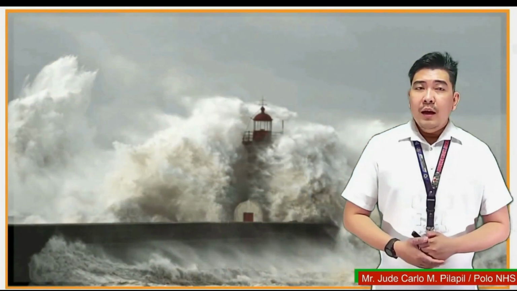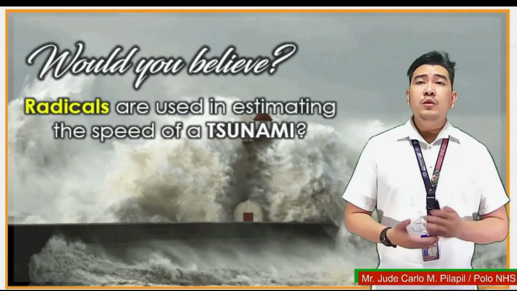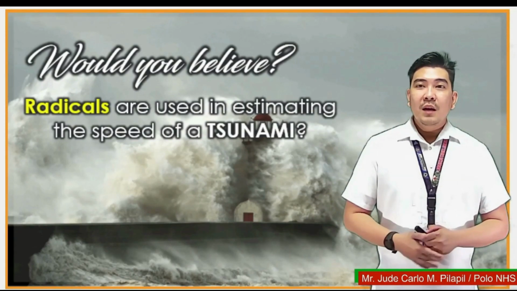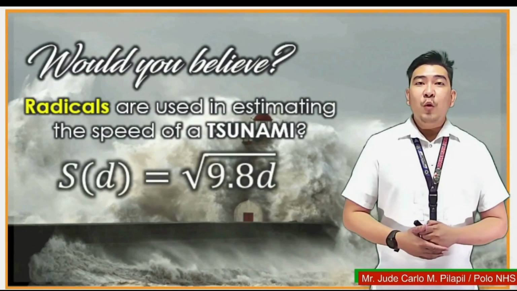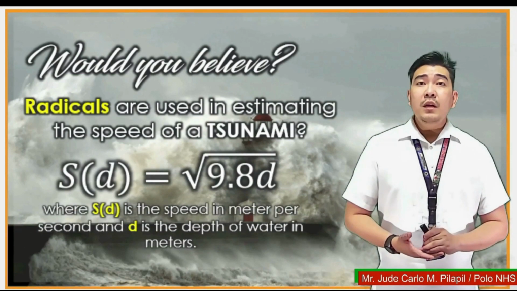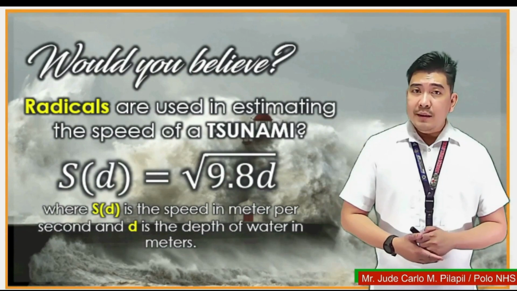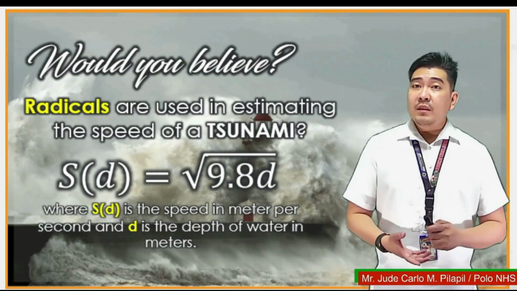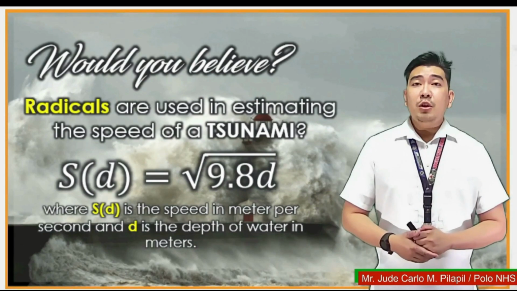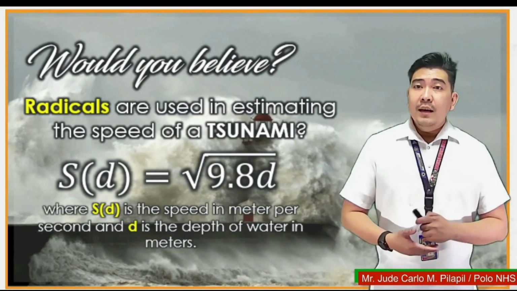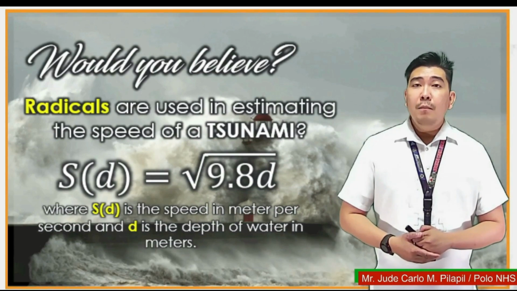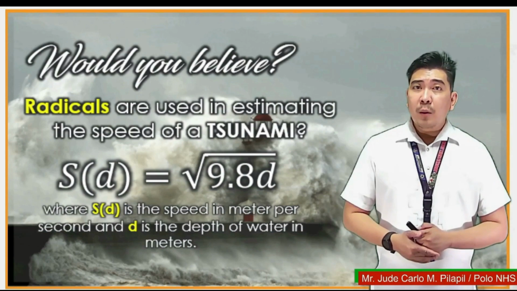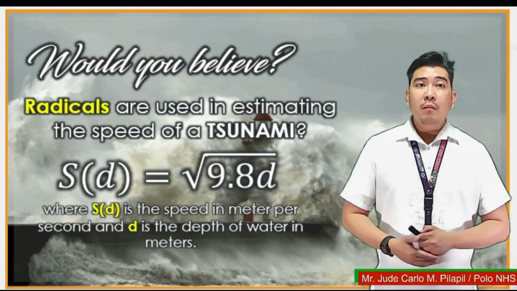Would you believe that radicals are also used in estimating the speed of a tsunami? This is given by the formula S of D is equal to the square root of 9.8 times D, where S of D is equal to the speed of the tsunami in meters per second, and D is the depth of water in meters. Let us apply this formula as we solve a problem about tsunami.